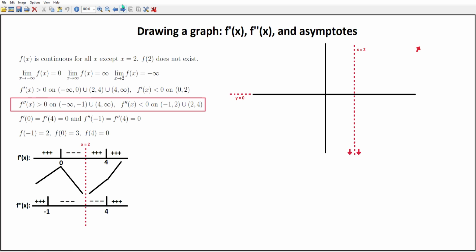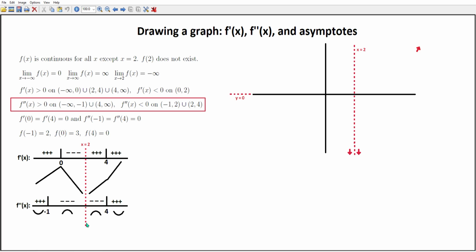Next, we consider the second derivative, and we have information about where it's positive and where it's negative, and that information is recorded on the sign graph. So we use that information to conclude where the function is concave up and concave down. And notice again that we have to include a break at the asymptote x equals 2.